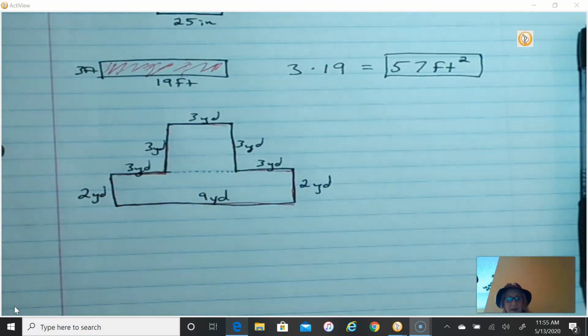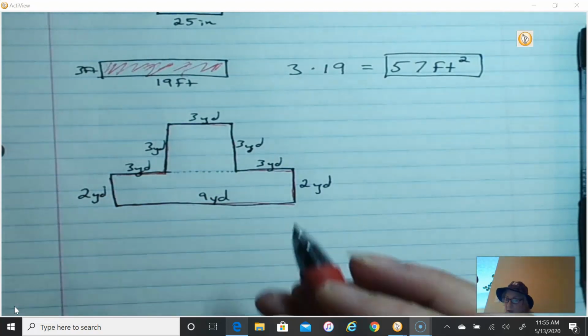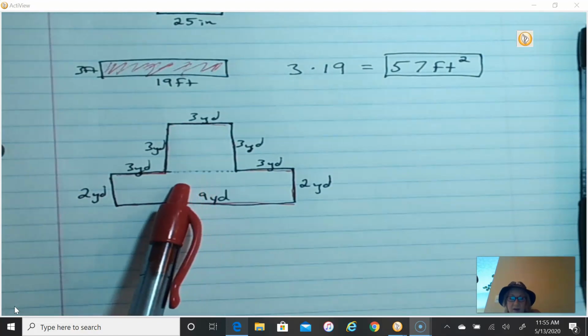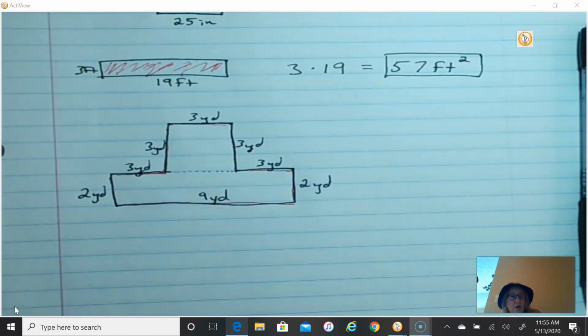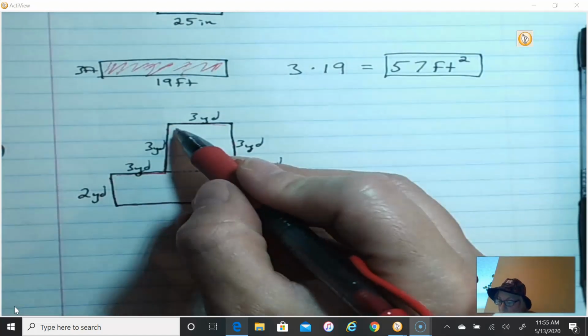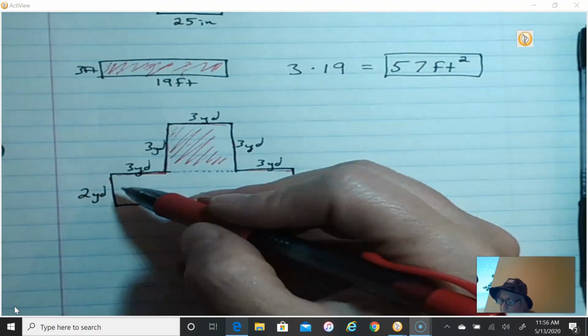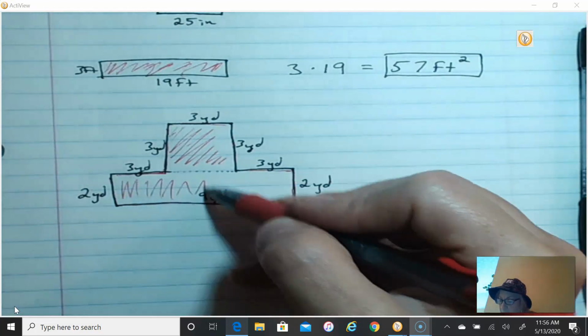Okay. Now, area is going to be funny. We're going to do it in 2 parts. That's what this dotted line is there for. Now, in 6th grade, they're probably not going to give you a dotted line like that. You're going to have to draw your own, break it apart and everything. We're going to do this in 2 parts. We're going to find the area for this box. And then we're going to find the area for this box.